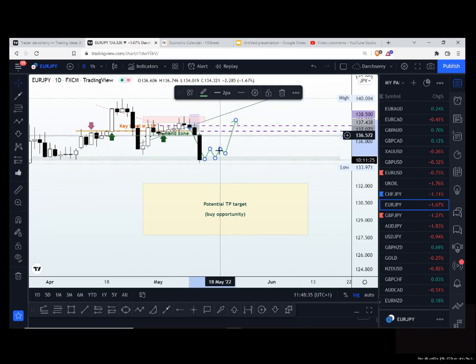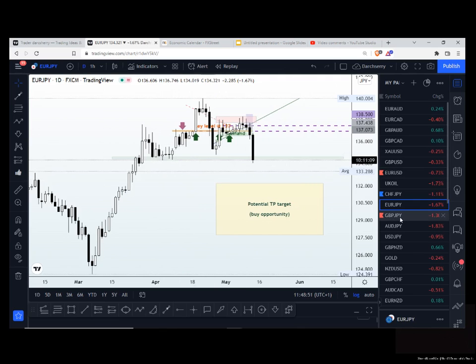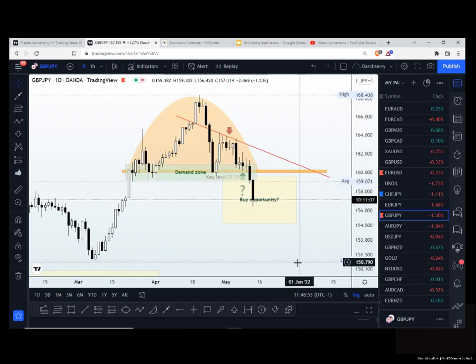So this is my scenario, this is my expectation on Euro JPY going into the New York session, or probably into next week as well. So that's that on Euro JPY. Then if we go to GBP JPY as well, the same scenario we have here on GBP JPY too.